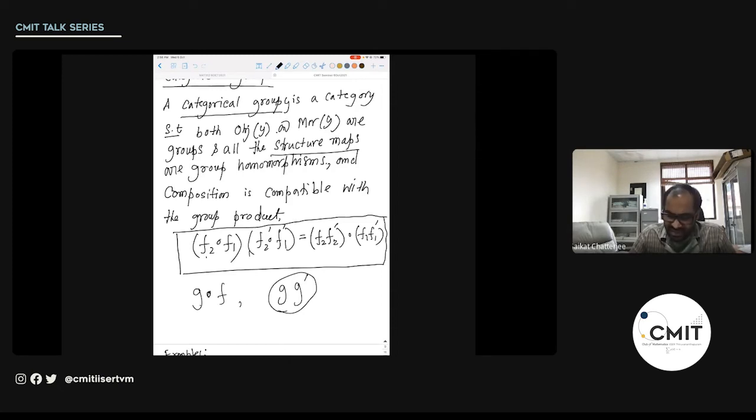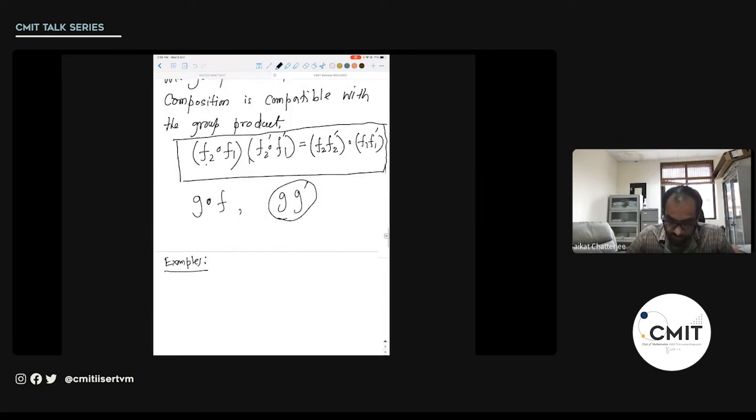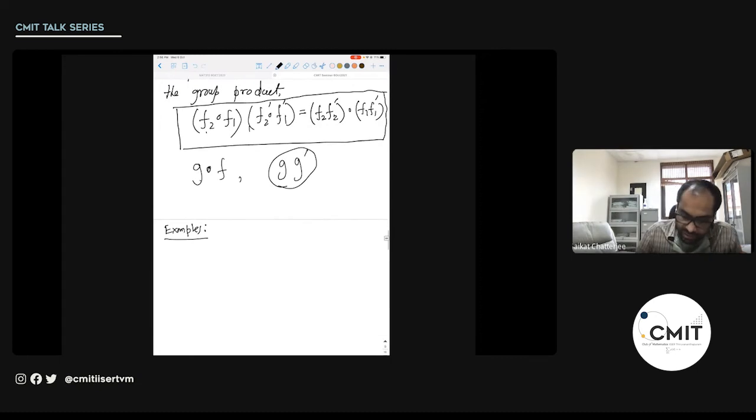This is there for some technical reason, but for the time being you can keep in mind that this is a category whose object and morphism sets are both groups, and all the structure maps involved are group homomorphisms, and they have some compatibility relation between the categorical composition and the group product. So let us work out some simple examples. First of all, take any group.